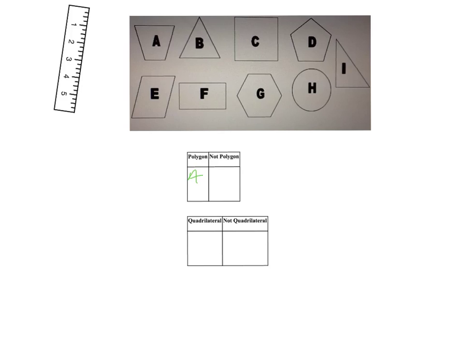Correct. It is a polygon. It is closed, two-dimensional, straight lines. How about C? D, closed, two-dimensional, straight lines. Very good. Go ahead and finish E, F, G, H, and I, and then hit play again to see how you did.